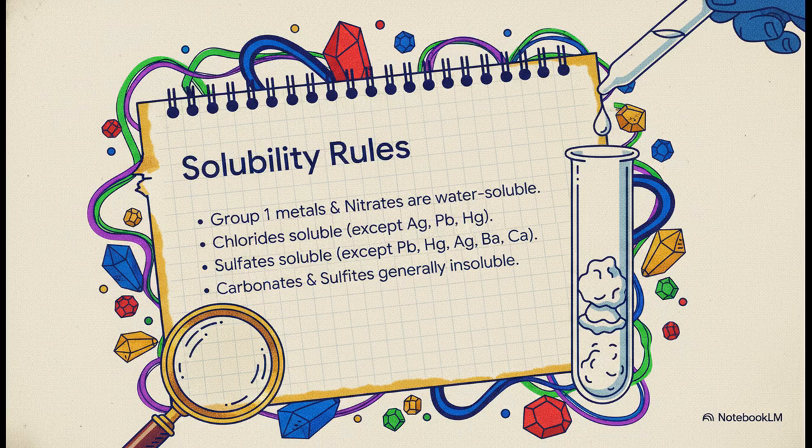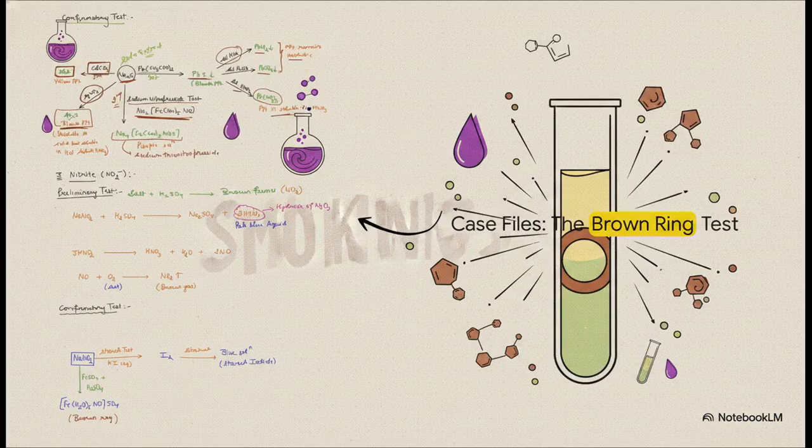Since we know almost all chlorides are soluble except for silver, lead, and mercury, we can add a silver nitrate solution. If a thick white precipitate suddenly crashes out of the liquid, we've just definitively confirmed chloride. We are forcing the unseen into the open on command. Let's look at a couple more examples of how we definitively trap these radicals.